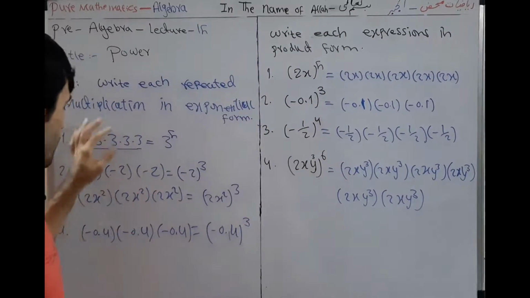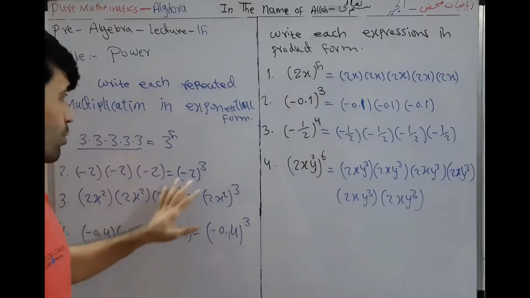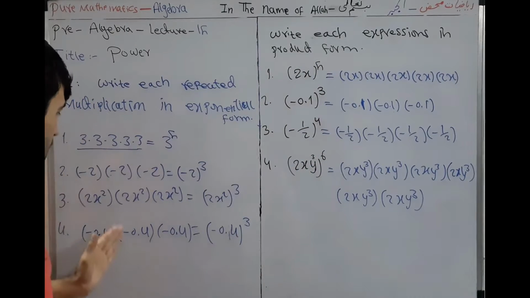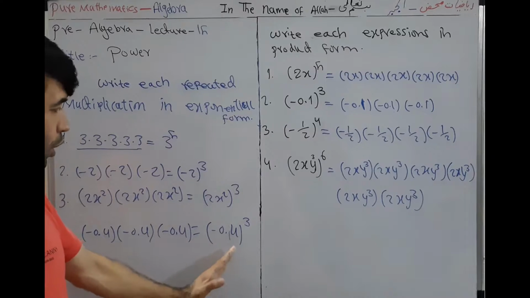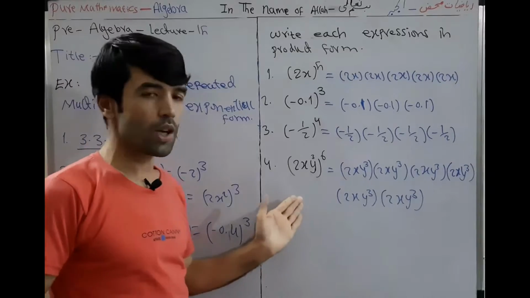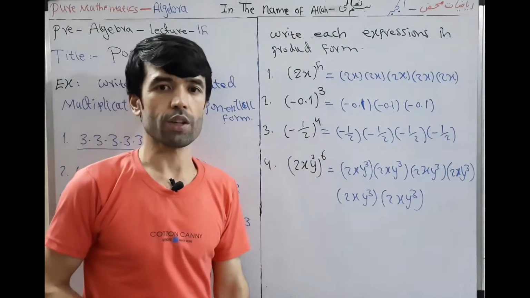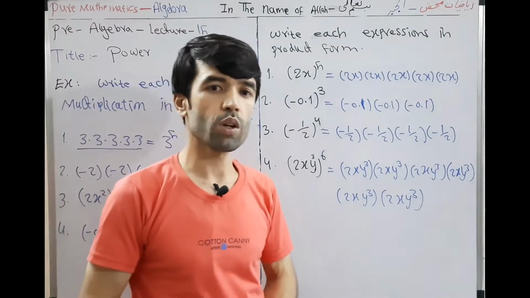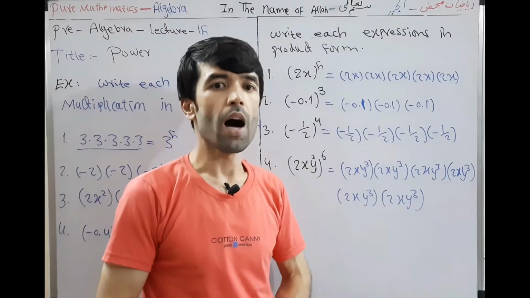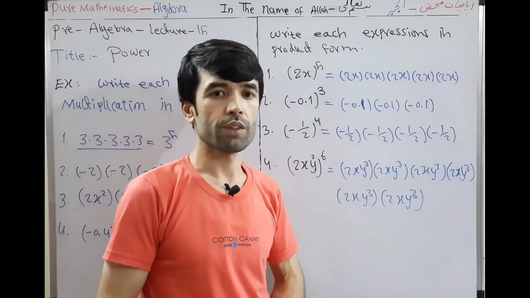Actually, in these two, we know the difference between these two concepts. If there is any repeated multiplication, we can write it in exponential form. If we have any exponential form, we can write it in repeated multiplication. It was the concept of power. Next lesson, we want to teach you how to evaluate an exponential expression. Thank you.